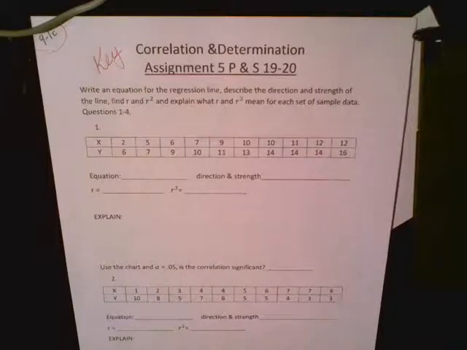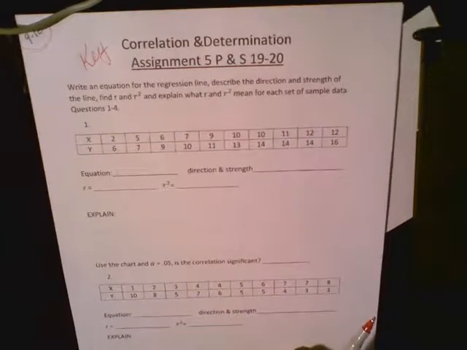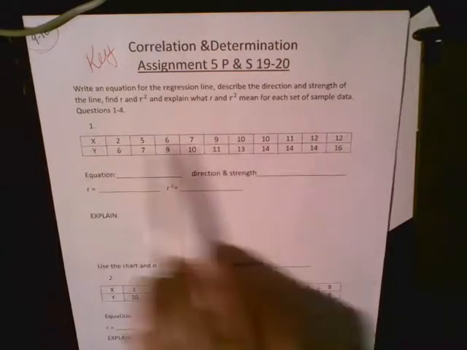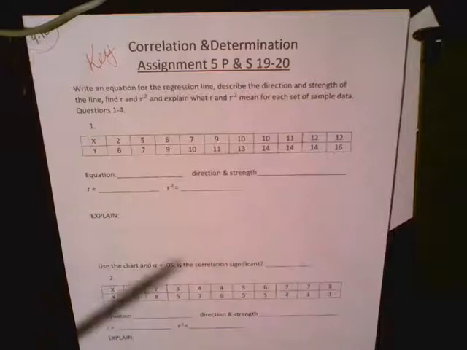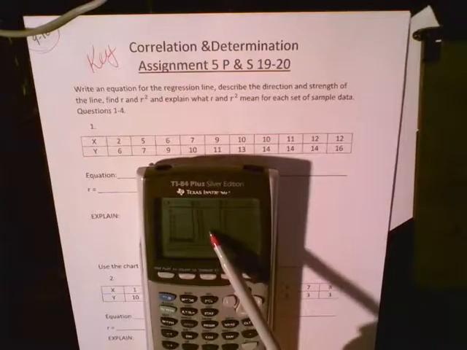Alright, this is a quick video for assignment 5, worksheet 9.1c, dealing with correlation and determination. On these first two, on this first page, you're just going to put these numbers into the lists on the calculators. So I put all the x's here in list 1 and put all the y's in list 2 for this problem.